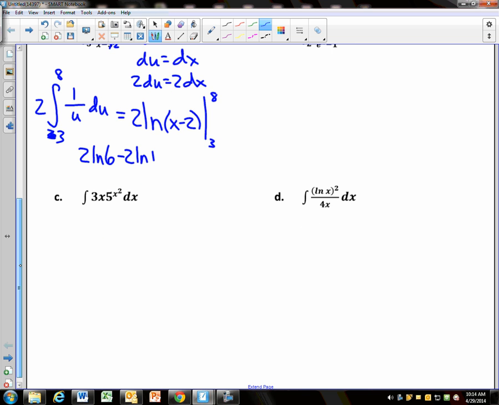Do you remember what you can do with natural logs if you have a constant out front? Bring it to the exponent. So you have the natural log of 36 minus the natural log of, what's 1 squared? 1. And do you remember when you have subtraction of 2 natural logs, you can write as division, so the natural log of 36 over 1, which is simply natural log of 36. That's your answer.